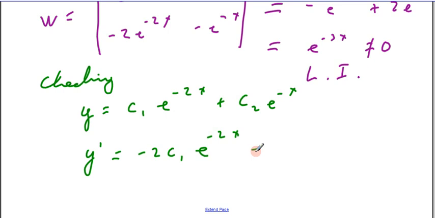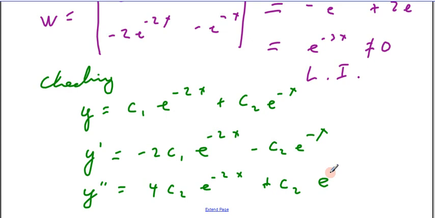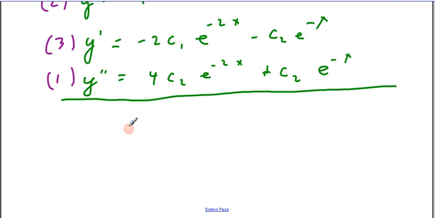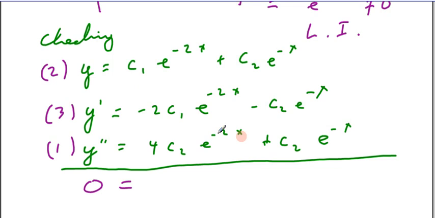C2. Okay, so I got minus C2 e to the minus x for y double prime, 4 C2 e to the minus 2x, plus C2 e to the minus x. Alright, what do I got? I got one of these guys, and I've got three of them. And I've got two of them. And when I add them together, I'm supposed to get 0. That's what I'm supposed to get. Okay, so I got 2 and 4 for 6. Minus 6 is 0. Boom, boom, boom, 0. And then I've got 2 and minus 3 and plus another 1. That's going to be a 0. And my solution checks.